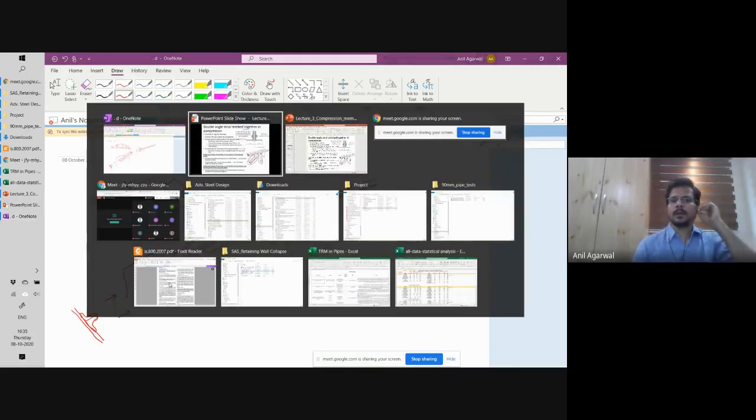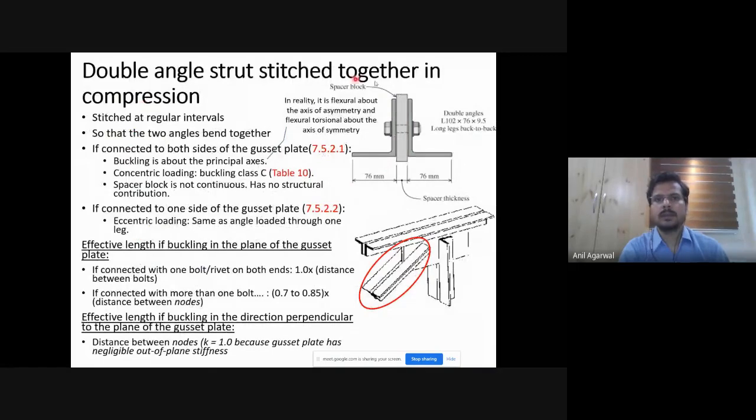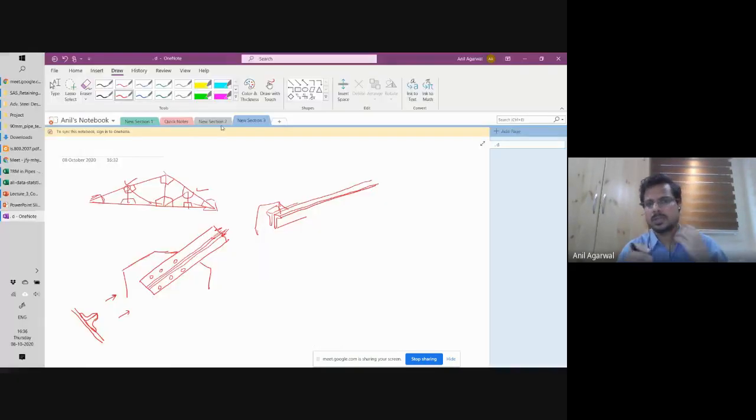So whenever we have two angles, if we want to call them double angle, we have this kind of an angle arrangement. Sometimes we may have them back to back on either side of the gusset plate, or sometimes on the same side of the gusset plate. Either case, what is most important here is that the two members should be stitched together at regular intervals, and there are provisions for how close the interval has to be. Basically, you have these two angles going along, and at every few inches or millimeters, you have to stitch them together.